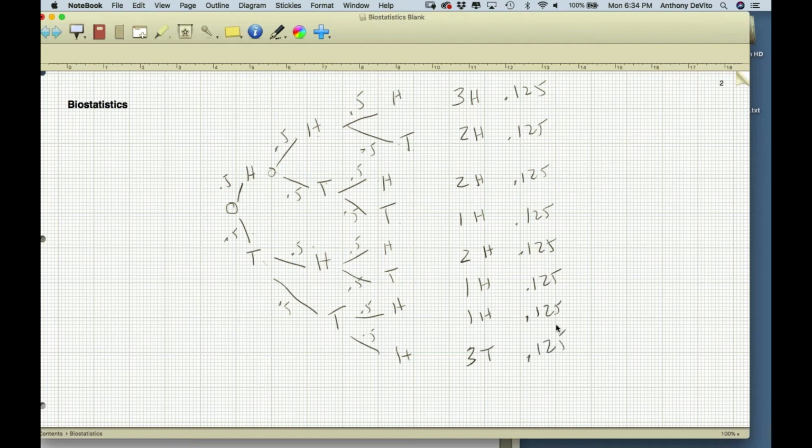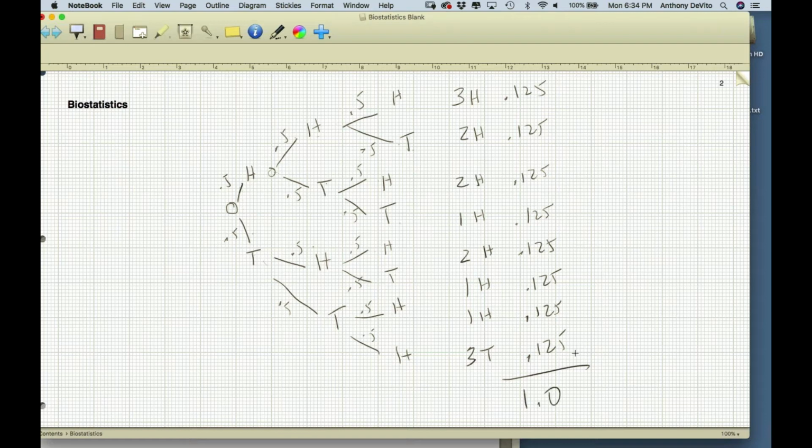Okay, so let's take a look at this. This represents all the possible outcomes. They all have an equal likelihood, right? So I have 1, 2, 3, 4, 5, 6, 7, 8 of them. Not surprisingly, what do they add up to? 1. So we have all the possibilities accumulated here.